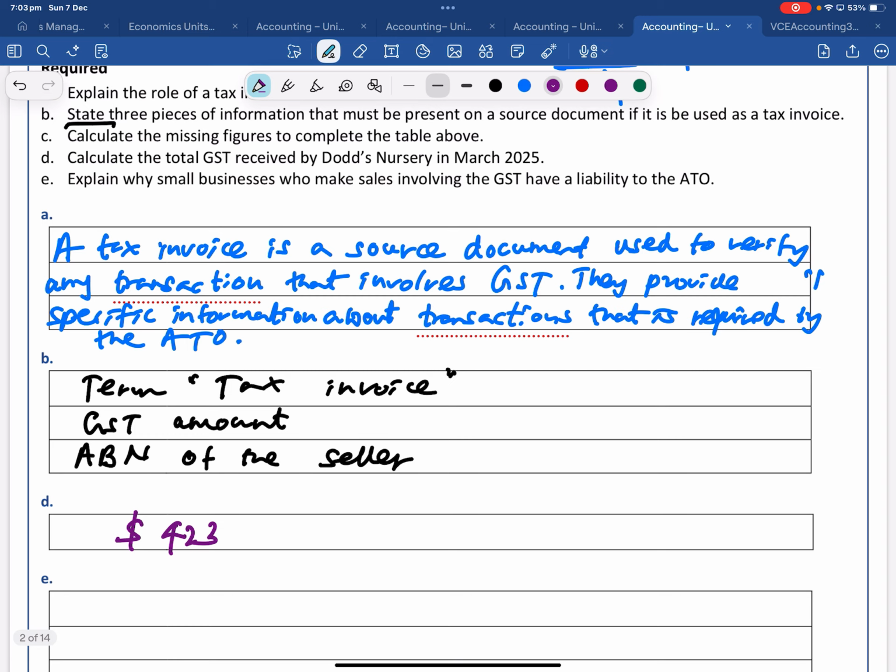Okay, guys. Then next one: why do businesses who make sales involving GST have a liability to the ATO? Why is that? Because when you make a sale, they're collecting money that needs to go to the ATO. Actually, I don't know. Yes, you are on the correct track.